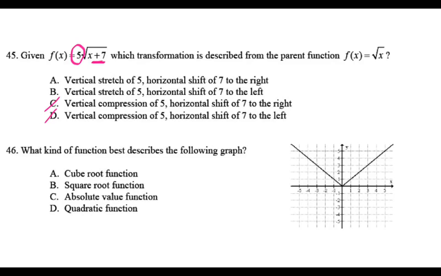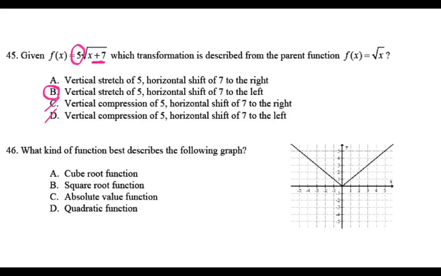The plus 7 is inside the function, so plus 7 actually means that you are moving to the left, not to the right. So inside the function is left and right. Outside the function, so if I had like a plus 2 hanging out here, that's up or down, so that plus 2 would mean up 2. But inside the function, the adding means you're moving to the left, minus means you are moving to the right. It's the opposite of what you would think.